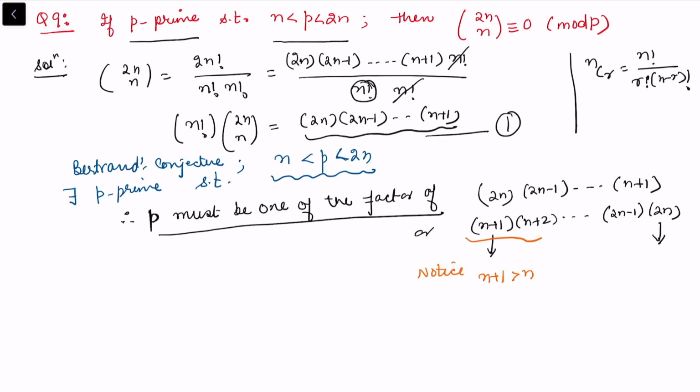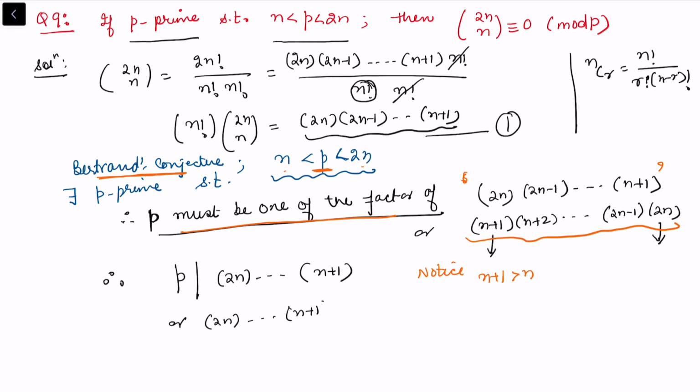This shows that using the Bertrand conjecture, there must be a prime p which lies between n and 2n, and that means p must be one of the factors among these, and these terms are coming as a product. So p must divide the whole product. So we can simply say p divides the whole product 2n up till n plus 1, or I can say 2n up till n plus 1 is p into some k dash, where k dash belongs to the integers.